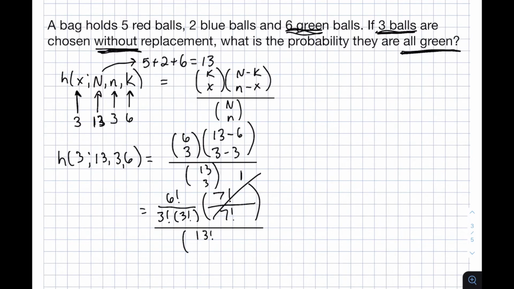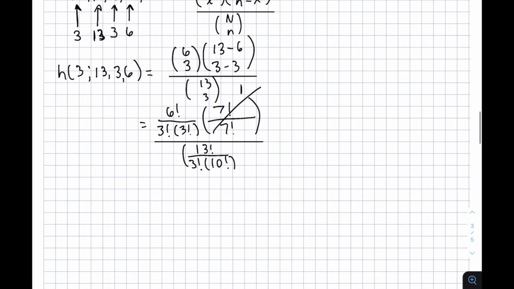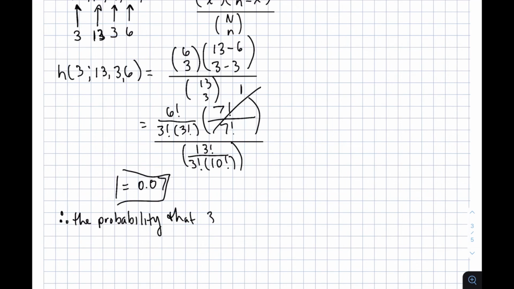Then we have 13 factorial all over 3 factorial times 10 factorial, since 13 minus 3 is 10. This can be found with a calculator, and we just calculate it to be 0.07. And this is our final answer. So we can say the probability that 3 green balls are pulled is 0.07.